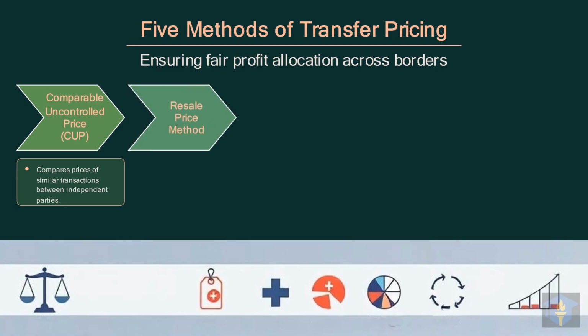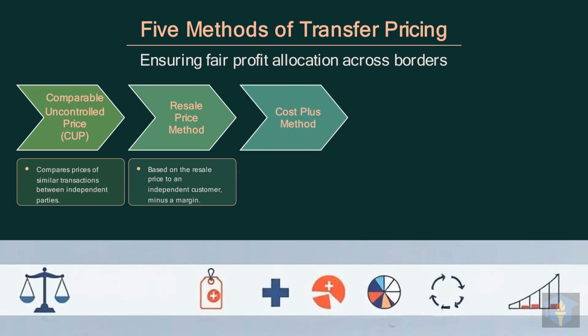Next is the resale price method, which takes a different approach to pricing determination. This method calculates appropriate prices based on resale prices to independent customers minus a reasonable margin. The third approach is the cost-plus method, which builds pricing from production costs. This method adds a standard markup percentage to the actual costs incurred by the selling subsidiary.